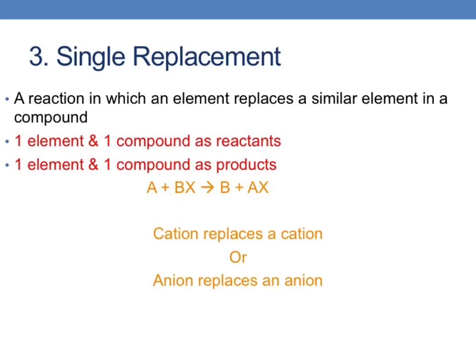But what happens here is you have an element, and it comes in and kicks out an element from the compound. So you have an element and a compound. That element, if it's a metal or a positive, if that element makes a positive cation, then it's going to kick out the positive cation in the compound.